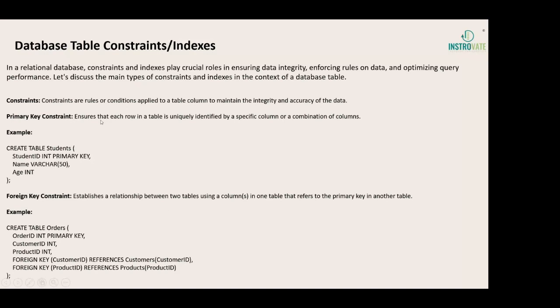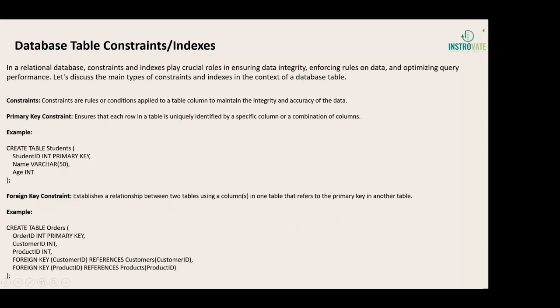Let's see. First, primary key constraint. That ensures that each row in a table is uniquely identified by a specific column or a combination of columns. This I have already explained earlier in the video. And now foreign key: it establishes a relationship between two tables using a column in one table that refers to the primary key in another table. Here is the example: I have created one student table, student ID I have given as primary key, and name and age.